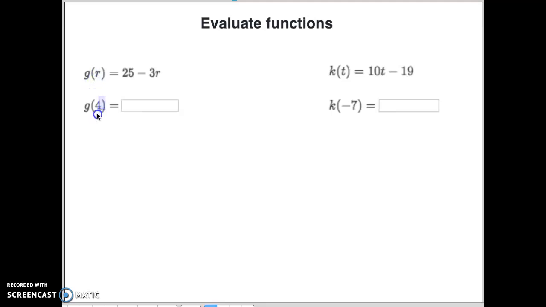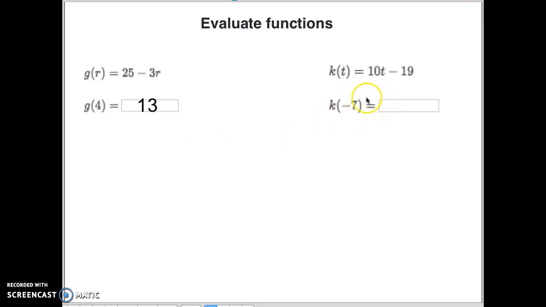So you can see they're going to tell you, let's make the x variable, or in this case the r variable, equal 4. So if I plug in 4 right here for r, 4 times negative 3 is negative 12, and 25 plus negative 12 is 13. And there's your answer. Is it really that easy, Mr. Anderson? Yeah, it's really that easy.